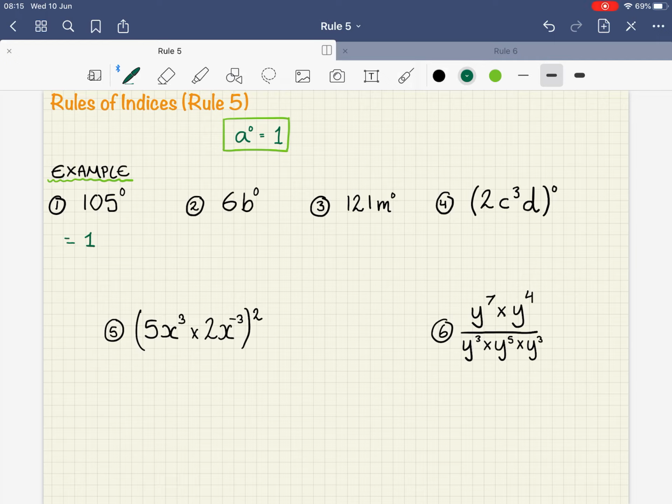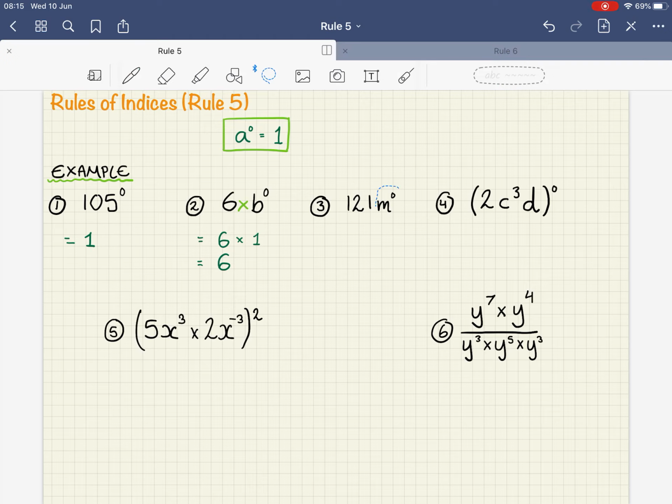Now, the thing to be careful of is that the power is only working on the thing it is attached to. So here I've got 6b to the power of 0. Now, the key thing to keep in mind, when things are right next to each other, it means they're being multiplied. So this 0 is only affecting this b here. That 6 in front of it is a whole separate thing. So what I've actually got there is 6 times 1, which is just going to be 6.